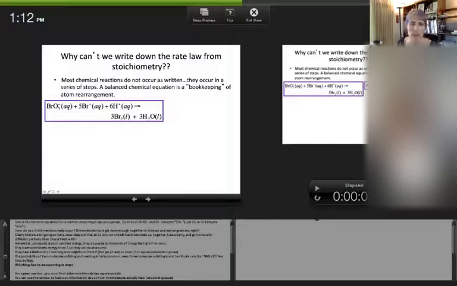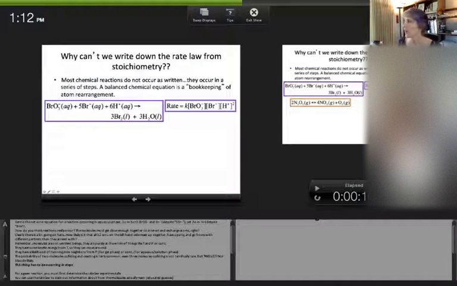We're looking at some equations. We saw these in earlier examples on the lecture slides. And then we have the equation here. So we have our bromate ion. We've got 5 bromine ions in the balanced equation, but they only play into the rate law once. It's 1. And then the acid is squared.